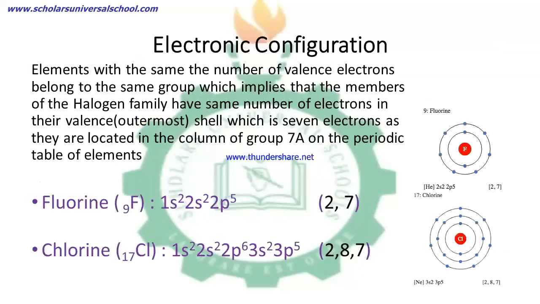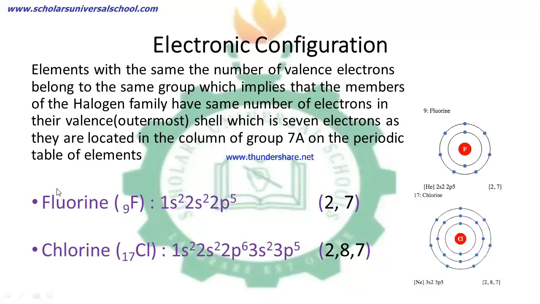Now to the electronic configuration. Now we know that elements with the same number of valence electrons belong to the same group, which implies that the members of the halogen family, the chlorine, the fluorine, the bromine, the iodine, and the astatine, have the same number of electrons in their outermost shell. And for them to be grouped under group 7 of the periodic table, that means they must have 7 electrons in their outermost shell.